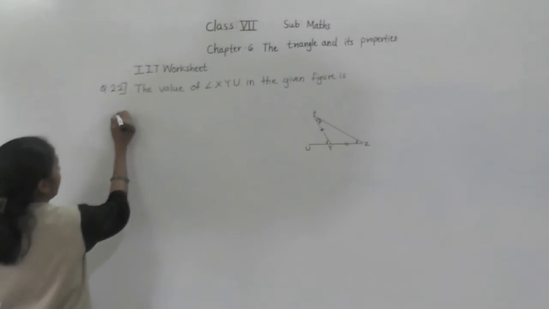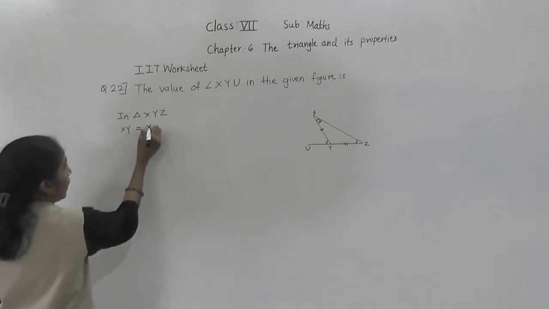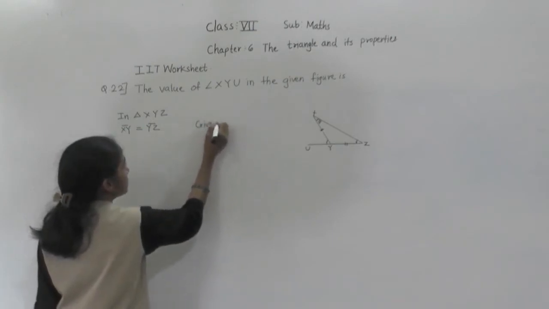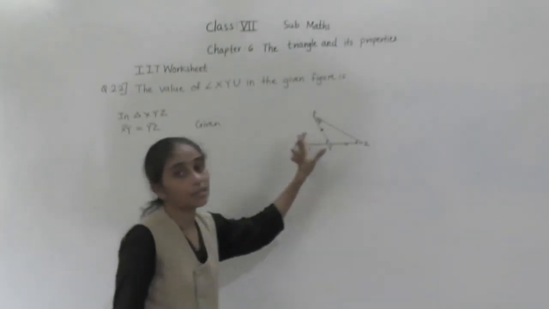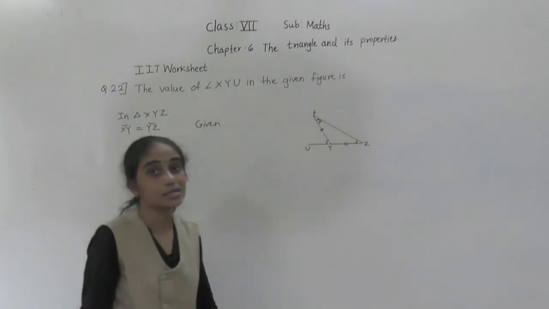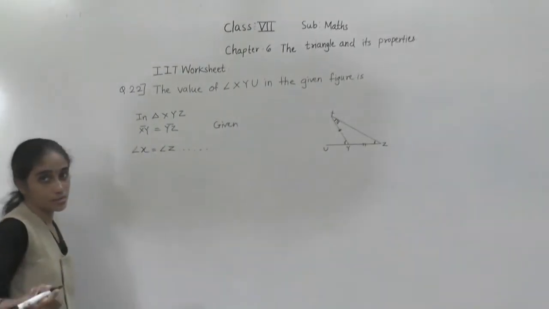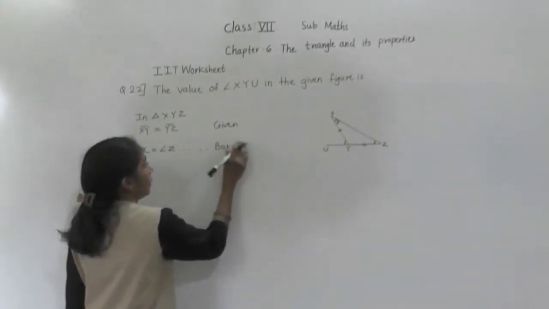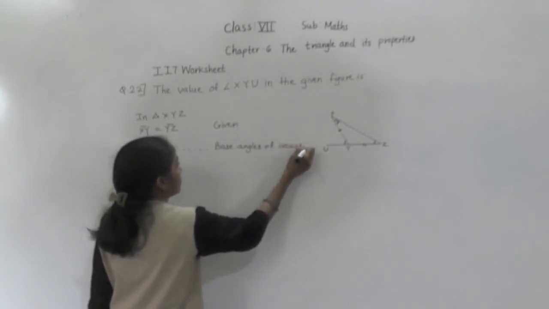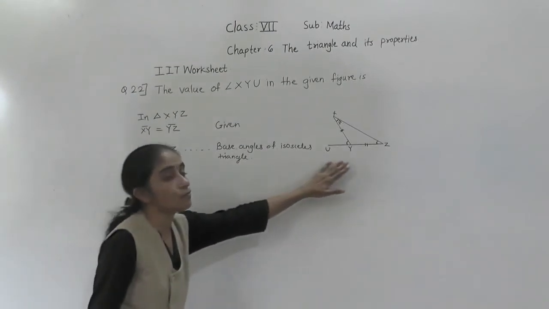See, in triangle XYZ, XY is equal to YZ. Why? Because it is given. So this triangle is an isosceles triangle. Which angles are equal? Angle X is equal to angle Z. Why? Because they are the base angles of an isosceles triangle.